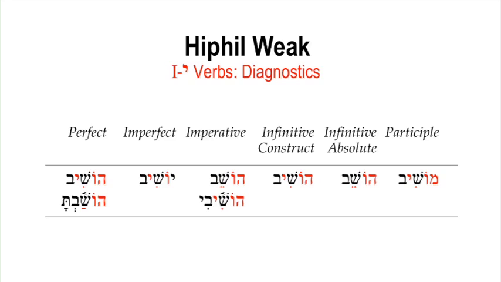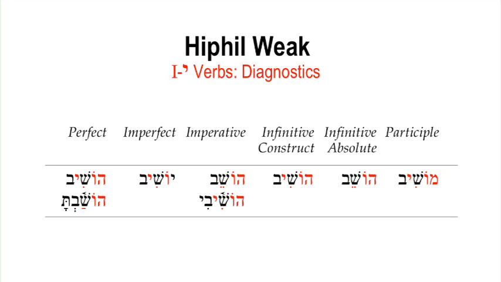So let's look at our screens again. In the perfect, you'll see that the hey prefix and the stem vowels are maintained. The only difference is that the hireq under the prefix has changed to holem wow. If you can recognize that that holem wow is diagnostic of the one-yod weak verb category, you'll be able to identify the verbs both as Hiphil and as one-yod from Yeshav. That is properly identifying the verbal root and the verbal stem.